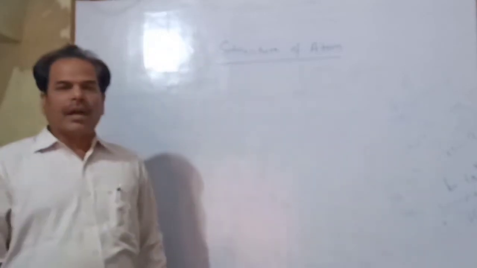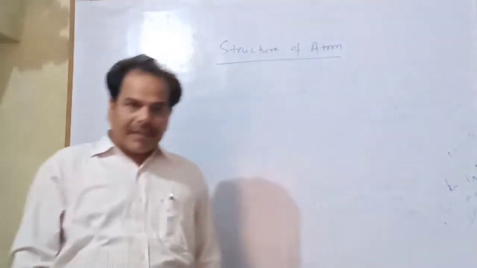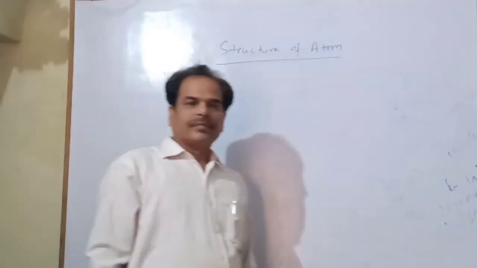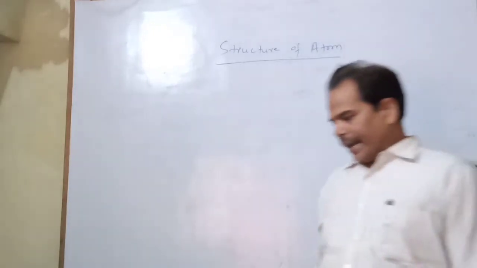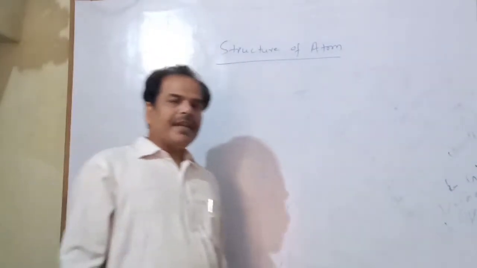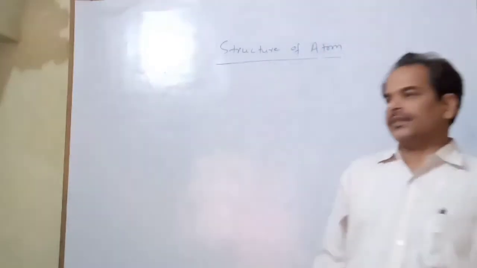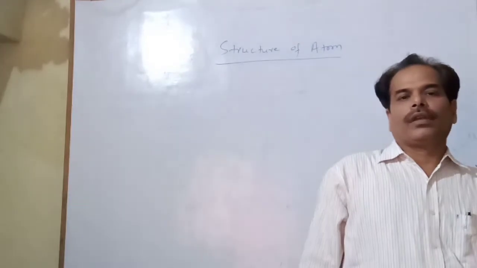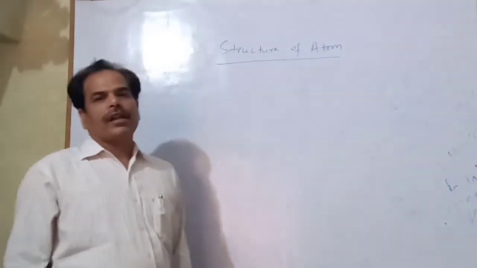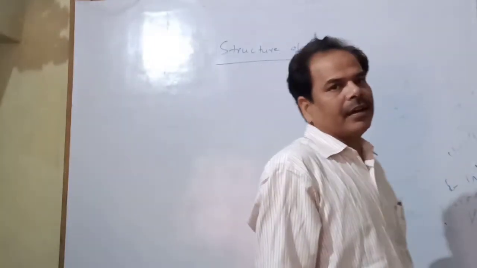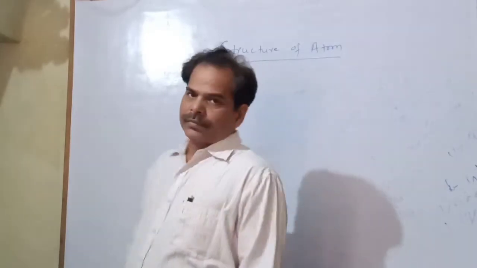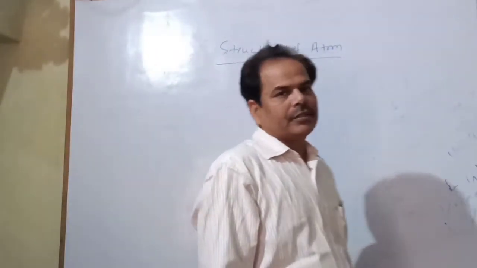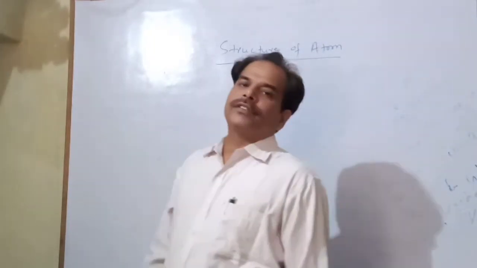According to Dalton theory of atom, atom is the smallest particle of an element. It can neither be created nor destroyed, but it has been verified that atom is made up of electrons, protons, neutrons, positron, neutrino, meson, etc. These are called subatomic particles of the atom.